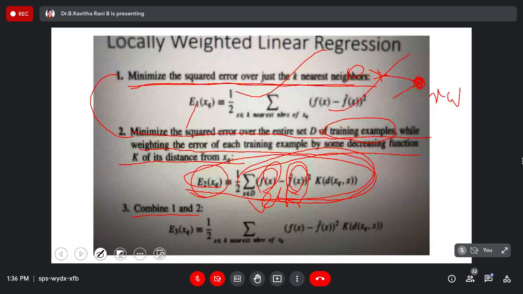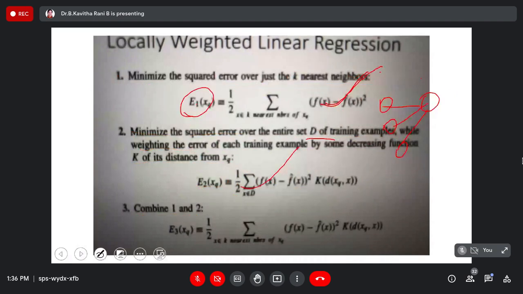So in the first case, we are taking only the nearest ones, combining with the new instance, and we are getting some error. In the second case, we are taking all the training examples. In the first, only a few examples nearer to the new instance are taken, but here we are taking all the training examples and comparing them with the new instance. All are compared with the new instance and you are assigning some weights to this.